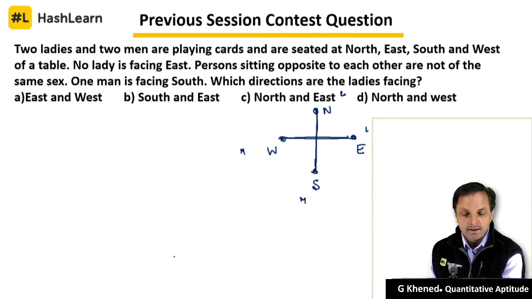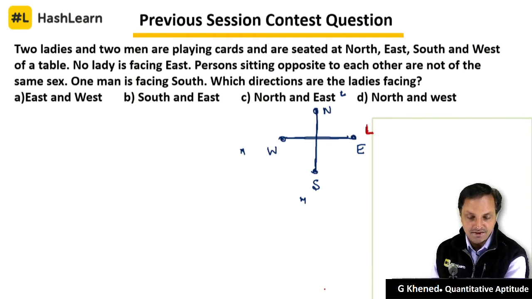And they are saying no ladies facing east. No ladies facing east means this lady is in the correct position. Persons sitting opposite to each other are not of the same sex. That is fine. This can be justified. M can be beside and L can be beside.